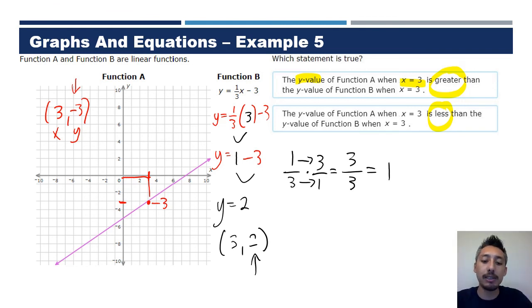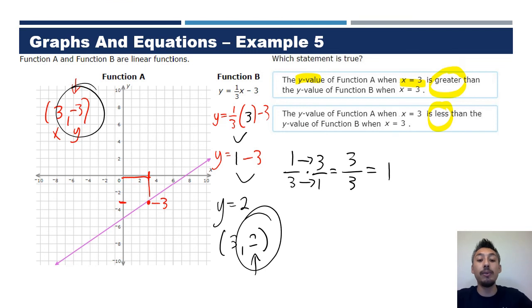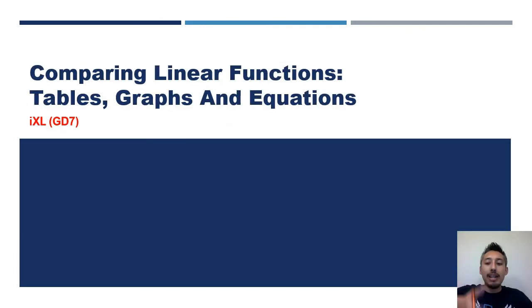And last but not least, let's compare our two answers. We have negative 3 and 2. Is negative 3 greater than 2, or is negative 3 less than 2? The number that's closer to the positives is function b, which is 2, which means that the second answer is correct right here. The y value of function a, which is negative 3, is less than the y value of function b, which was 2.